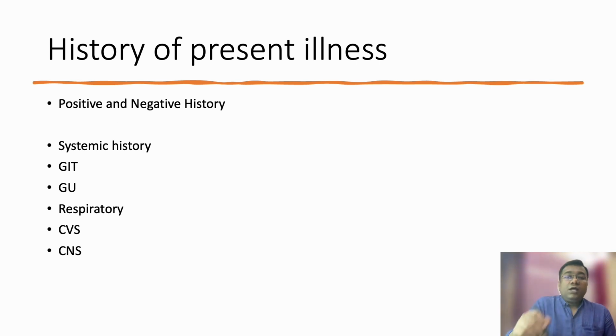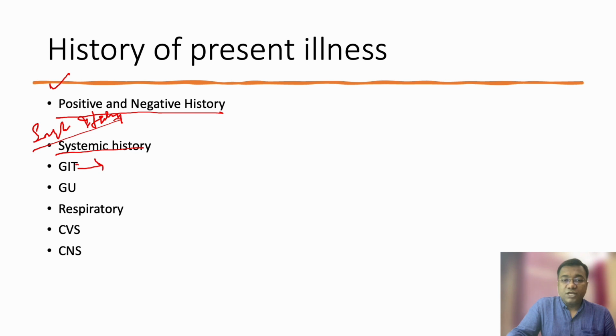Now, in history of present illness, I told you the second point was positive and negative history. The first point was the elaboration of chief complaints, and the third point is systemic history or systemic symptom evaluation. This we have already described. The symptoms related to GIT, gastrointestinal tract. What are those? We divide the GI tract symptoms into 3 groups: upper GI symptoms, lower GI symptoms, and hepatobiliary symptoms.